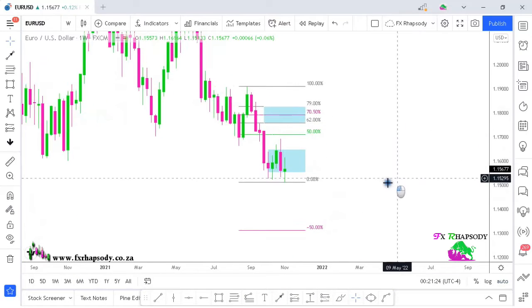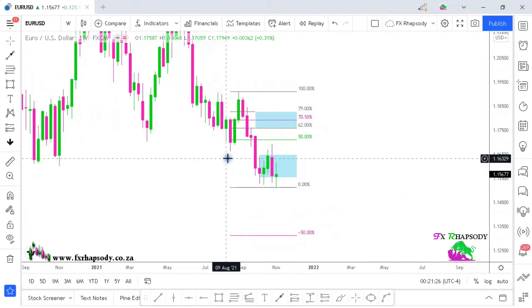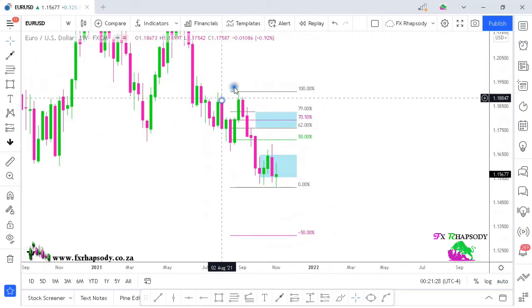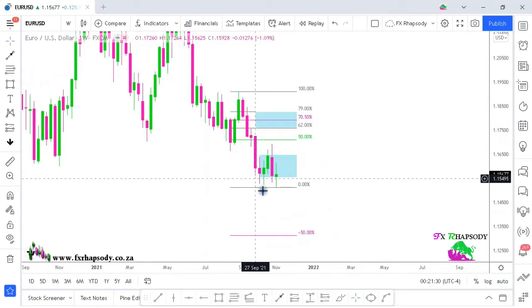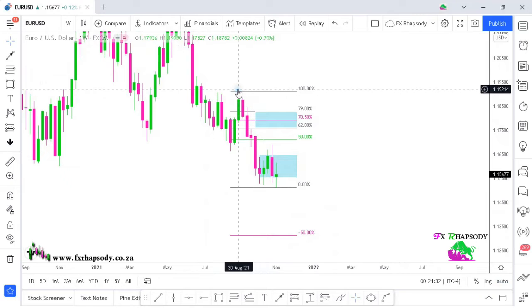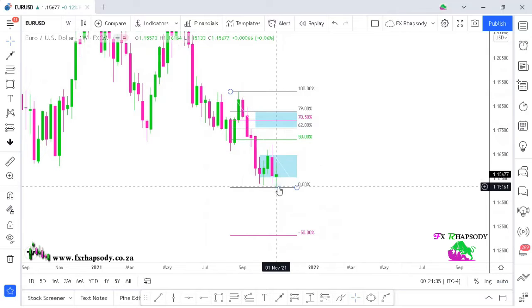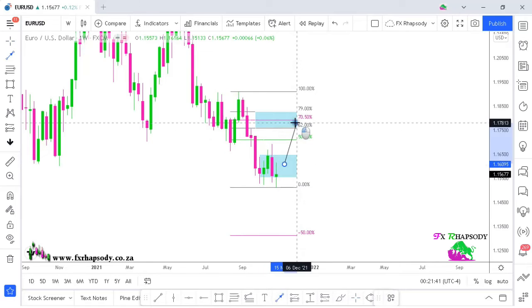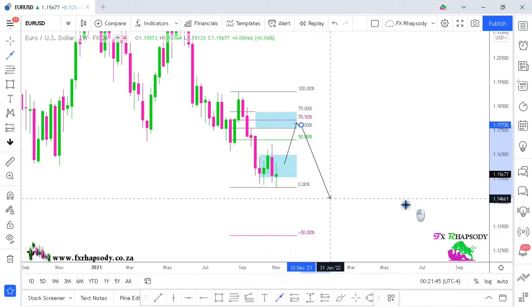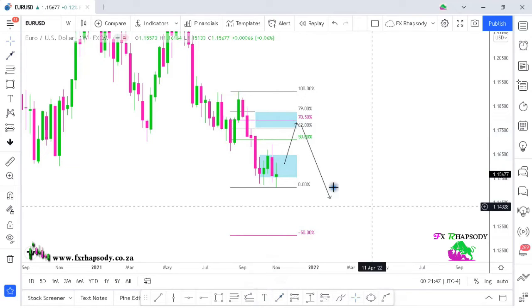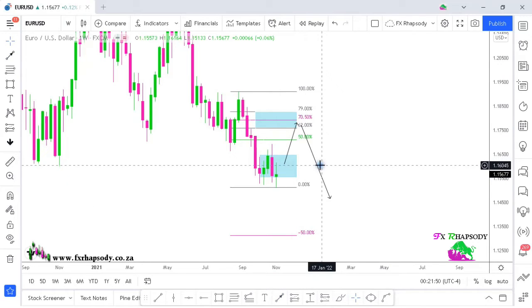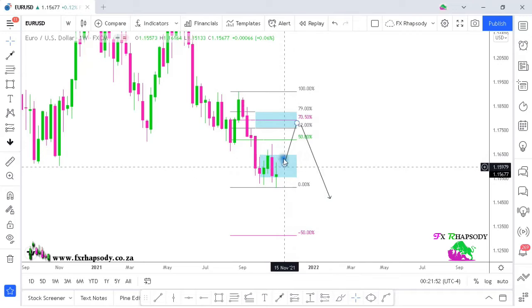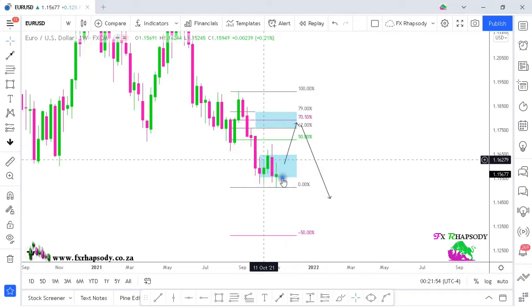On the weekly time frame, what I did was I took my swing from the top here and then my swing at the bottom. So my Fibonacci from this high to this swing low. Then what we want to see is price obviously coming up and retesting this 62% area, if that is going to be the possibility. If that is going to happen, this is what we're going to look out for. But we need price to break this consolidation area first.